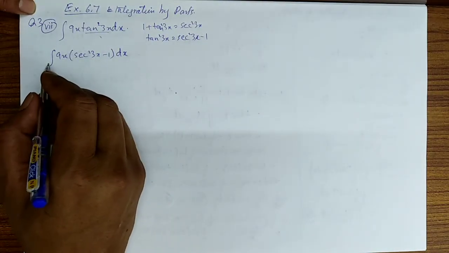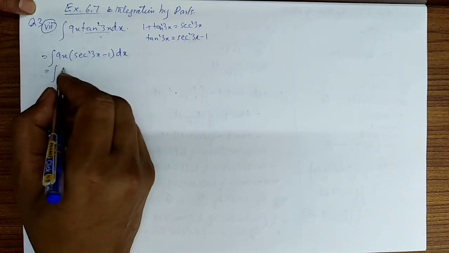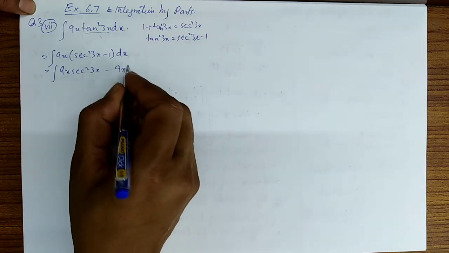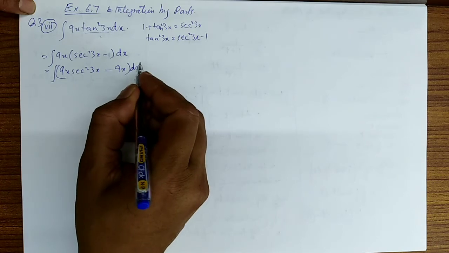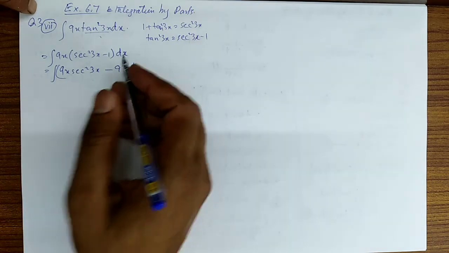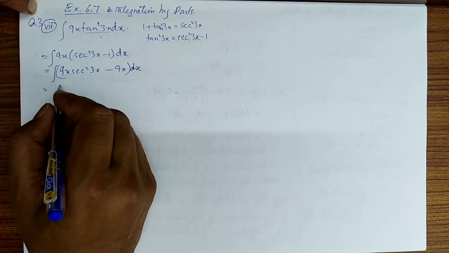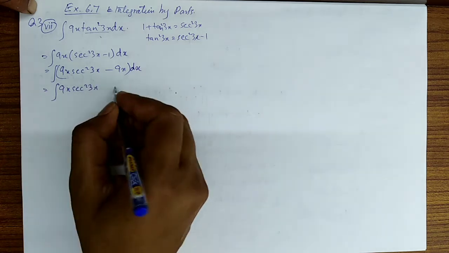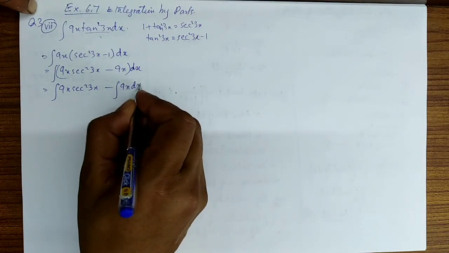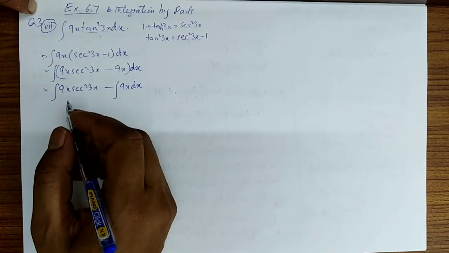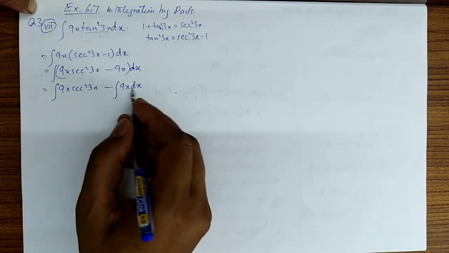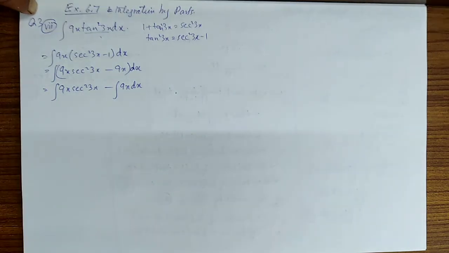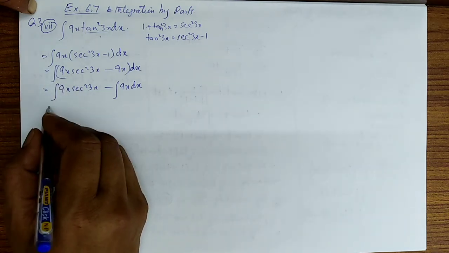Multiplying this inside with each term gives us 9x sec square 3x minus 9x d of x, right? So now we're going to apply the integral on each part, that is integral of 9x sec square 3x minus integral of 9x d of x, right? For this part we can easily find the integral, but what about the first part? For this part we are going to take some substitutions.